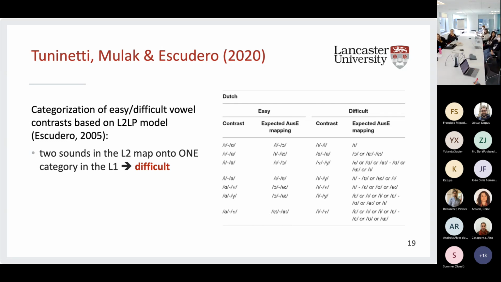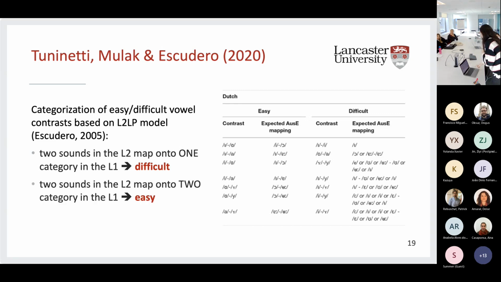And so put simply, they think the vowel contrasts are difficult if the two sounds in the L2 map onto only one sound in the L1. And the contrasts should be easier if the two sounds in the L2 can be mapped onto two sounds in L1. So that's how they categorized the contrasts into easy and difficult.